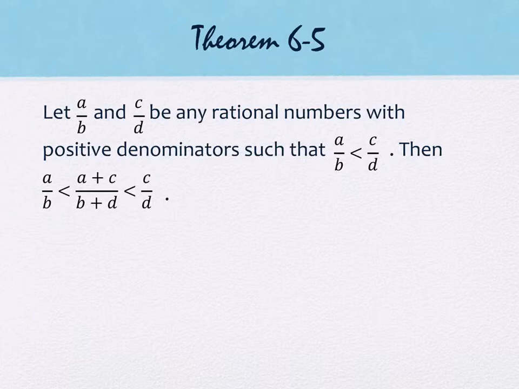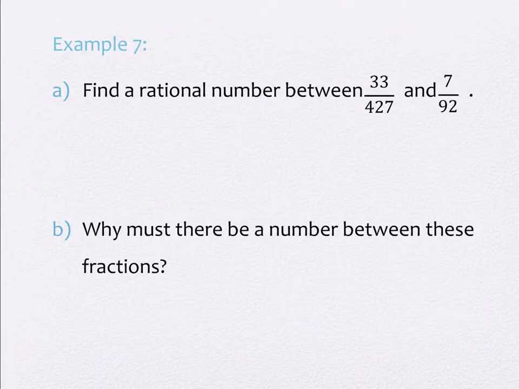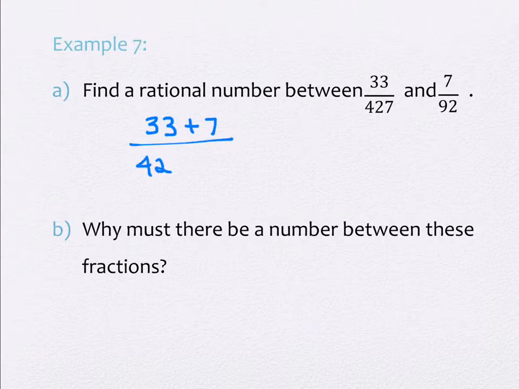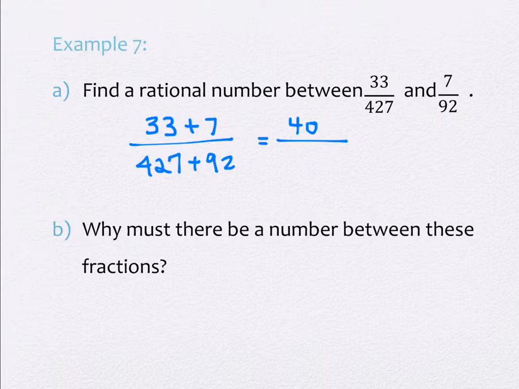So again, look at what the last theorem says we need to do. We add our numerators together. We add our denominators together. And then we make a fraction out of those two values. So we're going to take the 33 plus the 7 over the 427 plus the 92. All right, 33 and 7, you guys know what that one is. That's 40. What is 427 and 92? 519. And then we would want to reduce if we could.